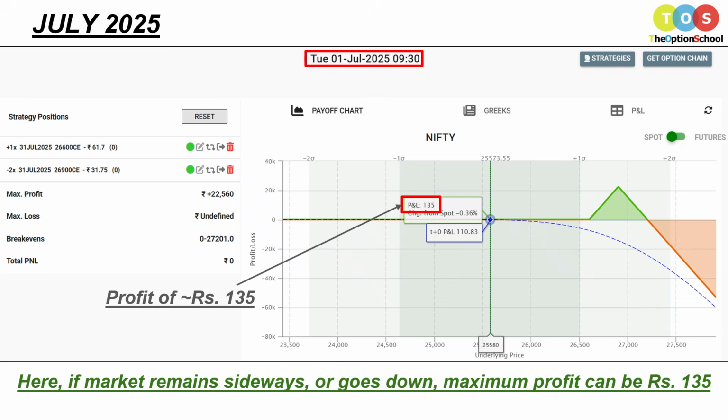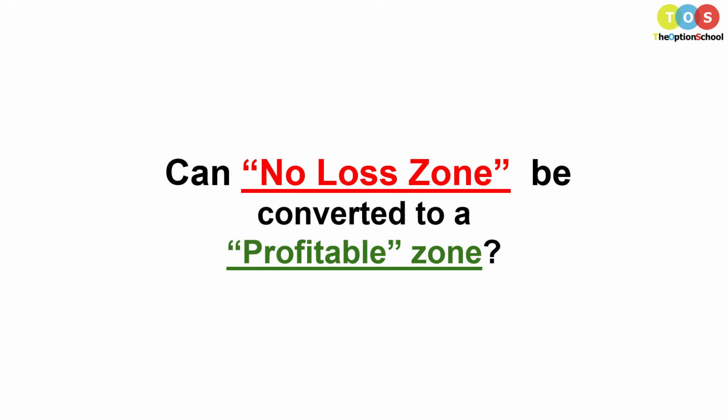Let us look at a real market scenario from July 2025. We initiated a standard call ratio spread of 1 is to 2, where if the market stayed sideways or went down, our initial maximum profit as shown in the payoff diagram is only 135 rupees. While this is a no loss zone if market goes down, the question is, can we get some better results? Can a no loss zone or a very tiny profit zone be converted into a profitable zone without undue risk? This is what we want to see.